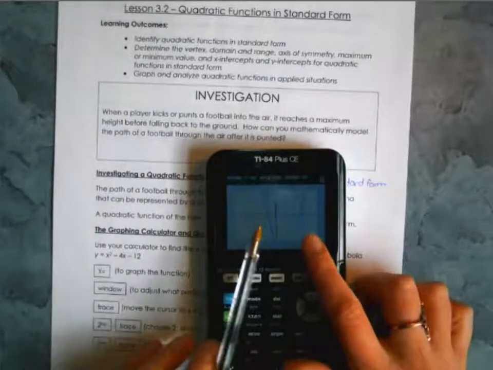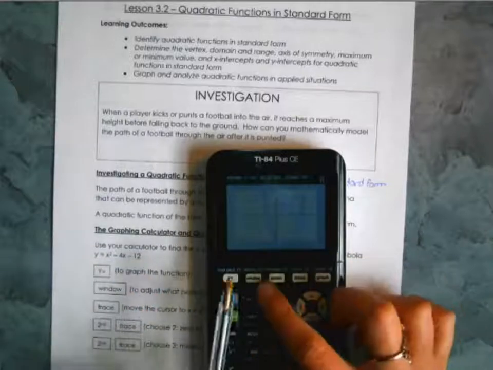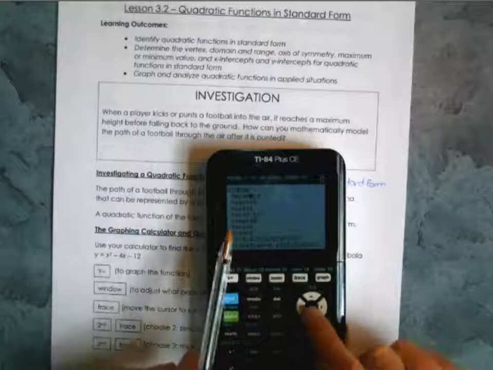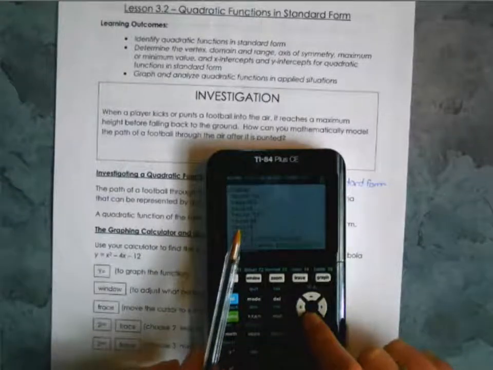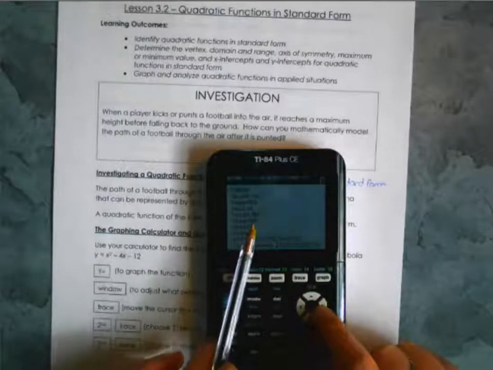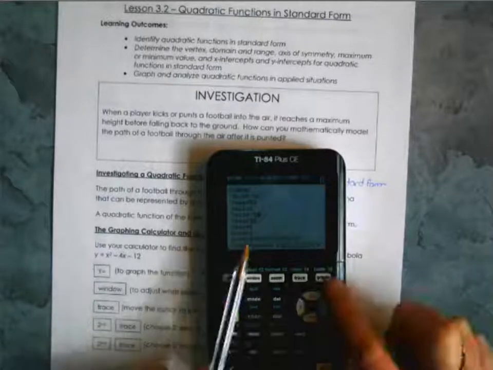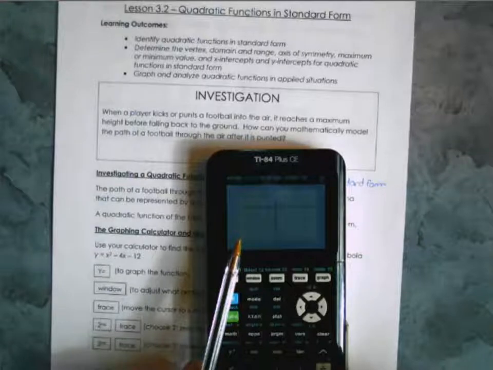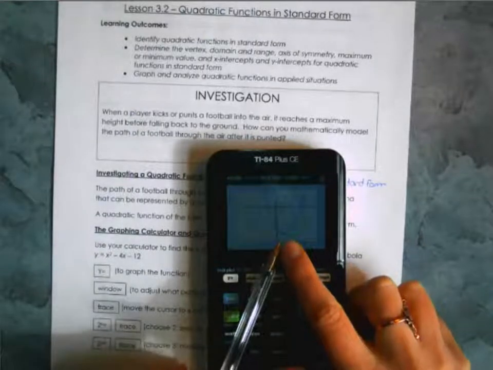So this is where, once I have my standard fit, I can go and do a little bit of tinkering by hitting window. And I'm going to change my y minimum. Instead of -10, I'm going to make it -20 and see if that's good enough. So now when we look, yes, we can see the vertex there.